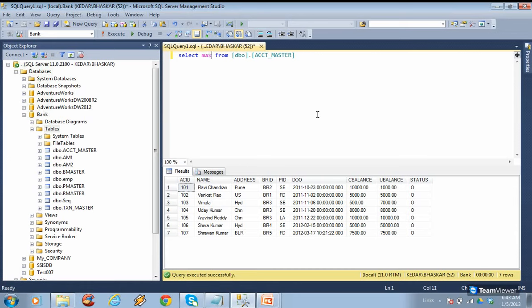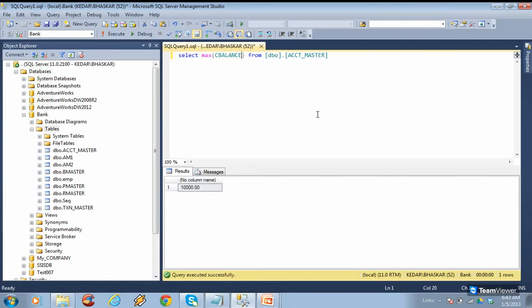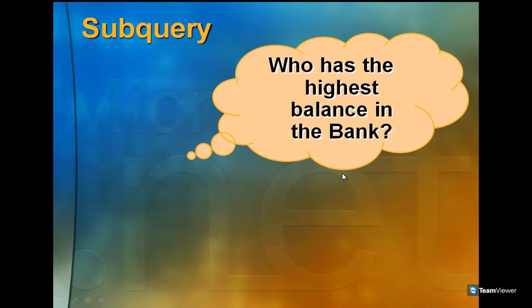select max of. Okay, this will give you what? This will give you the clear balance, the maximum clear balance. But what is the question? The question is something different. What is the question? Question clearly says minimum or the maximum clear balance and who has it. So the question is very clear. Who's the person who's having the clear balance?